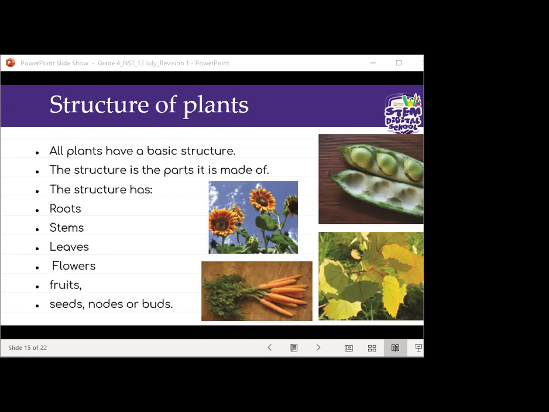Ma'am, a function of the root is that it is underground so that it can keep the water and so that the plant can be straight and so that it can't fall and someone steps on it. All right, thank you very much, Michaela. So guys, functions of a root, it is to anchor the plant on the ground, right? So to keep it stable, as well as to absorb water and nutrients from the soil.